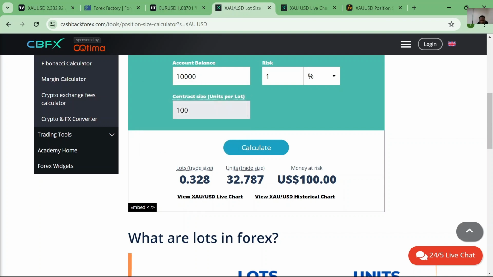This is the lot size we're going to use for this trade, 0.32. The units we are going to be buying is 2.787 units. That's the trade size, and the amount at risk is $100. So in the event this trade does not work, we're going to lose just 1% of our account on this trade, which is just $100. So guys, make no mistakes again about calculating your lot size on gold, and don't blow your accounts on just one trade because you took the trade with the wrong lot size.